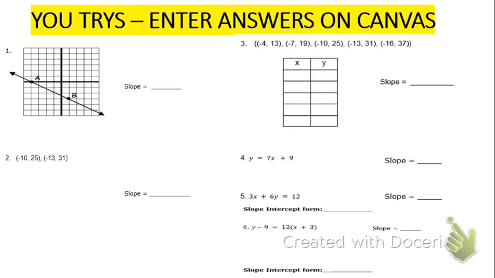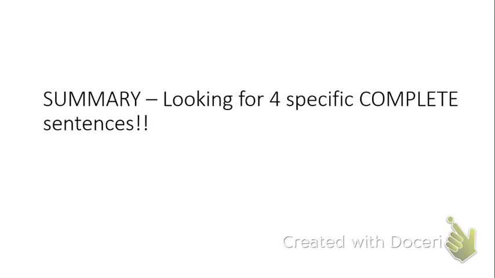All right, guys, you have U tries. Remember, this is question number 1, 2, 3, 4, 5, and 6. You'll only be typing in your slope on Canvas. Don't forget that I'm looking for 4 specific complete sentences. Using the word "it" is not part of a complete sentence. Describe what you're doing, okay?